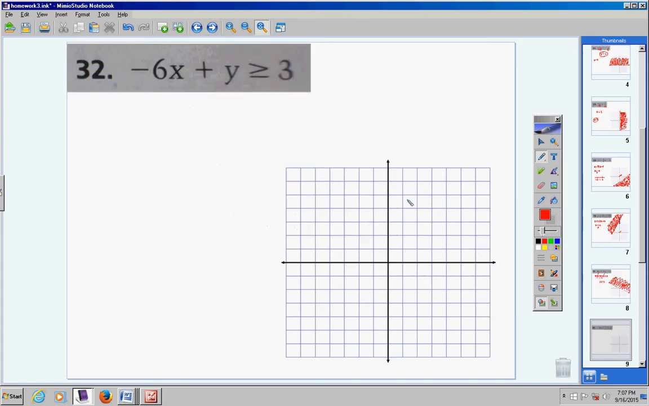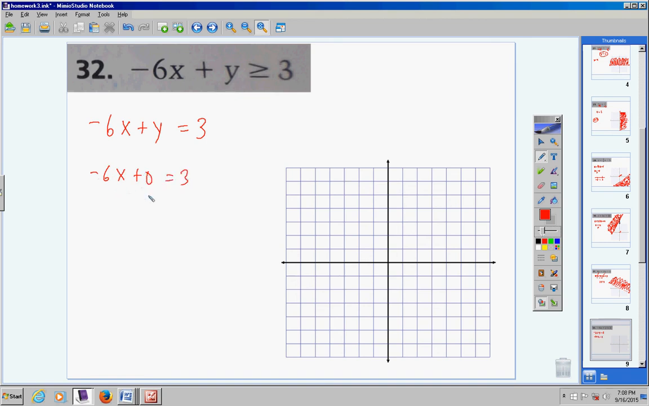All right, number 32. Here we go again. I see right away that I have an x and a y in my inequality, so I'm going to rewrite the inequality, excuse me, with an equal sign. Now I'm going to graph it. Since there's an x and a y on one side and a number on the other, I'm going to use the double intercept method. So where the y is, I'm going to substitute 0.